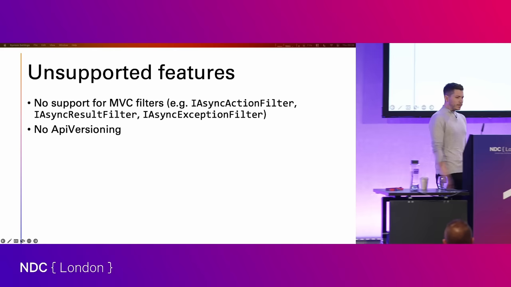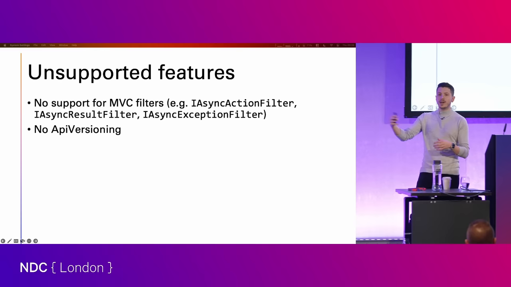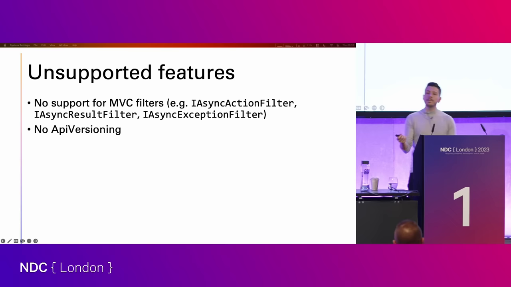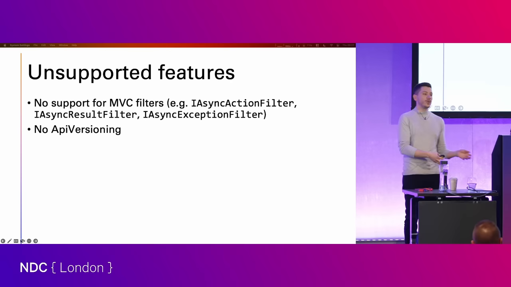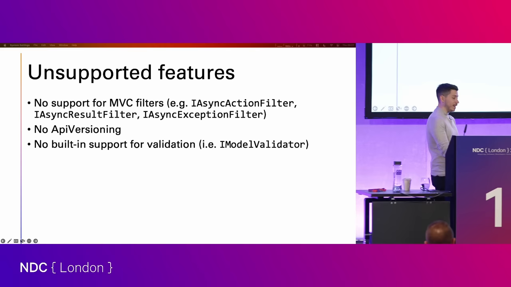There was no API versioning. Now, not the concept of API versioning. You can still, if you want, have V1, V2, V3 folders, and you can use route versioning or whatever you choose to do, maybe header. But there was a NuGet package that Microsoft has in the .NET organization that at the time did not support minimal APIs. Also, there was, and there still isn't, no built-in support for validation.